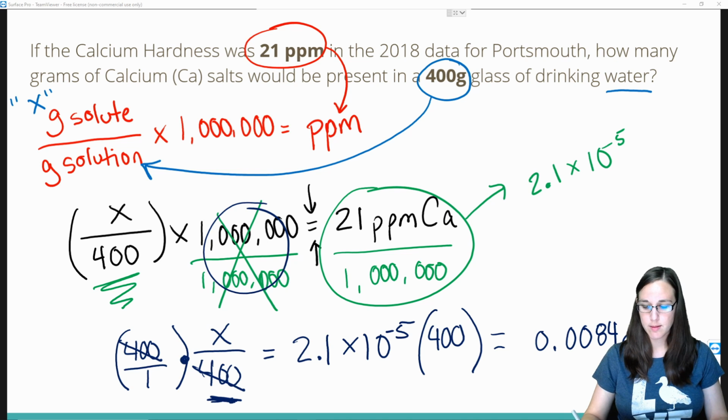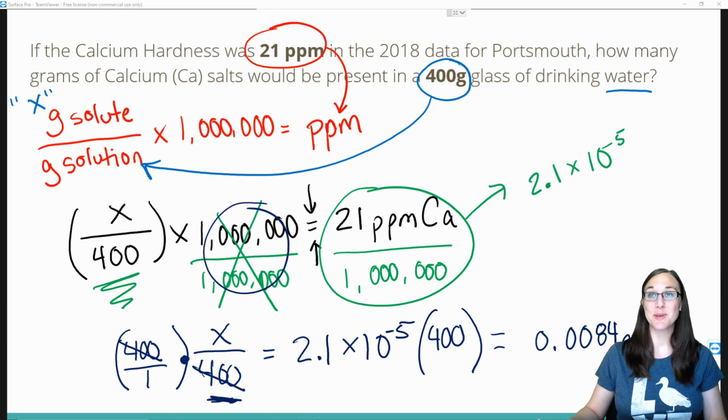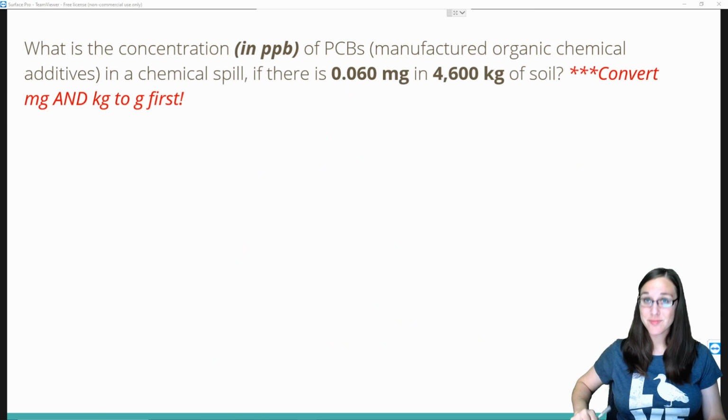0.0084 grams of calcium. Oh, sorry, can't see that. There's grams of calcium behind my shoulder there. All right, so let's try the next one now.